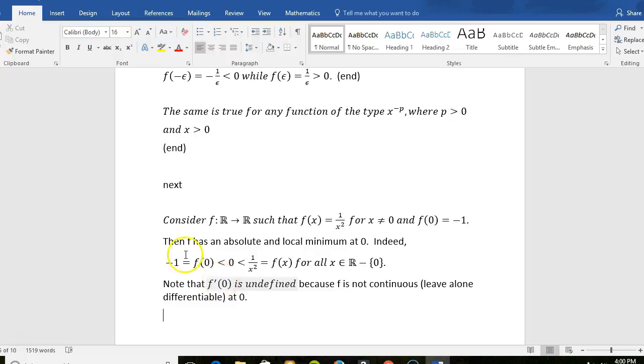Hello again. In this example, I just want to show off the fact that if you define f of 0, for some examples it doesn't help. Not at all. Consider the function from the reals to the reals such that f of x equals 1 over x squared for non-zero x. And let's inelegantly define f of 0 to equal negative 1. And I mean non-elegantly at that. Then f has an absolute and local minimum at 0.